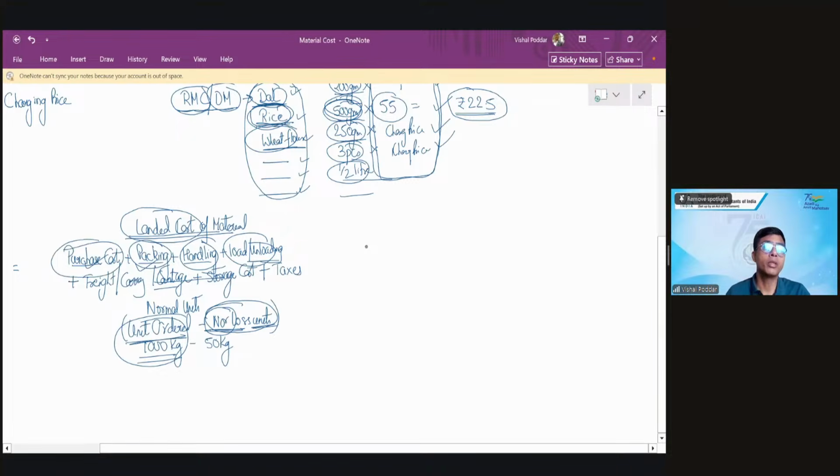If you are importing this material, there would be customs duty also. Now, that is also a cost. You will also add that as a part of your cost. Why? Because you are paying it for this material only.